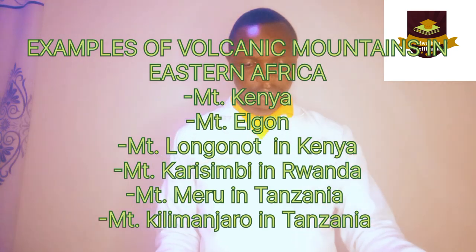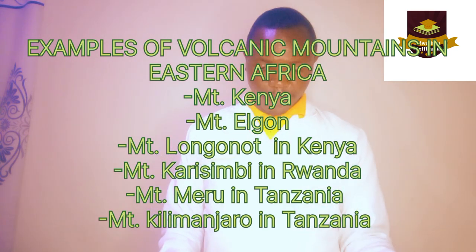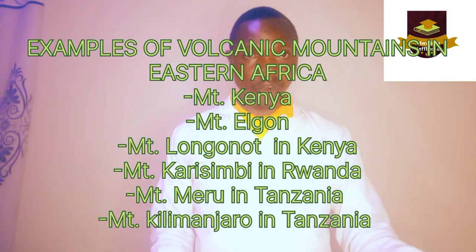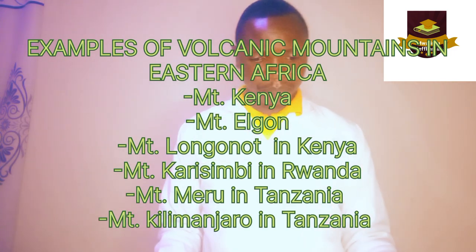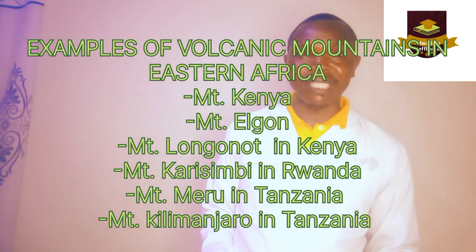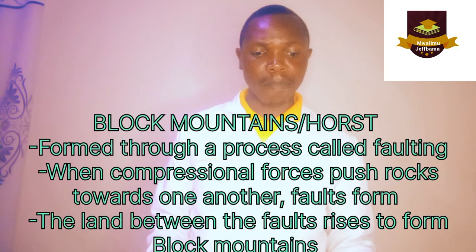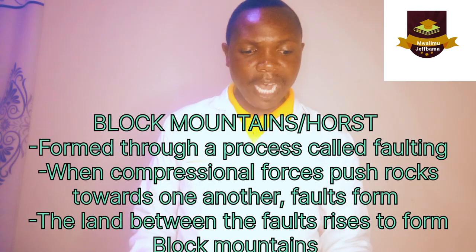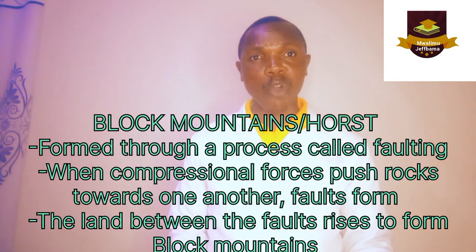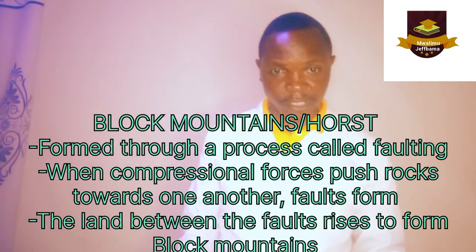We also have Mount Karisimbi in Rwanda. We also have Mount Meru and Kilimanjaro, both from Tanzania. Apart from having volcanic mountains and also understanding the process through which they are formed, we also have the second type of mountains that we call block mountains. They are also called horst mountains. The block mountains can be called horst rocks or horst mountains.